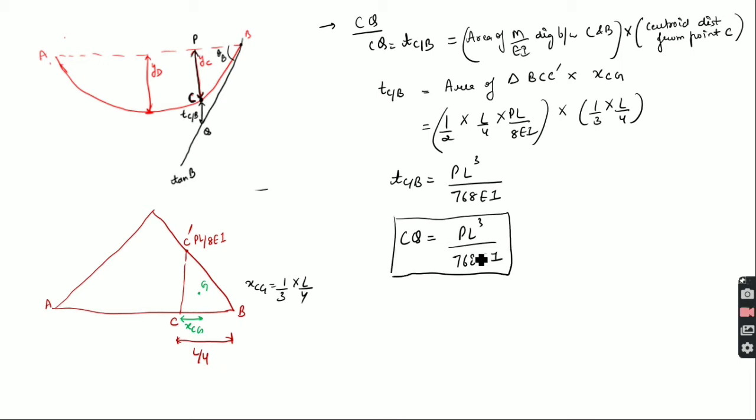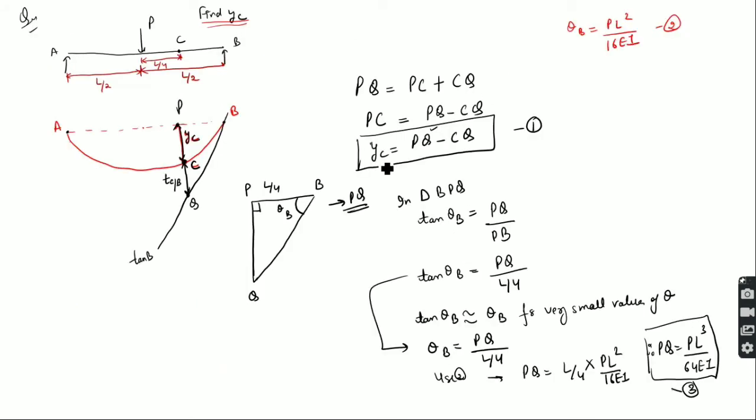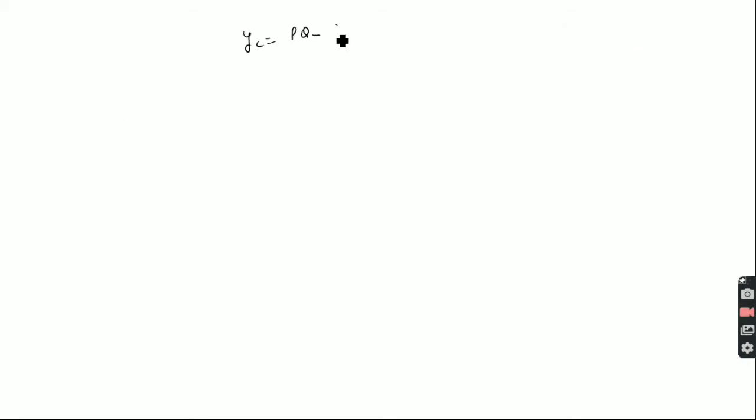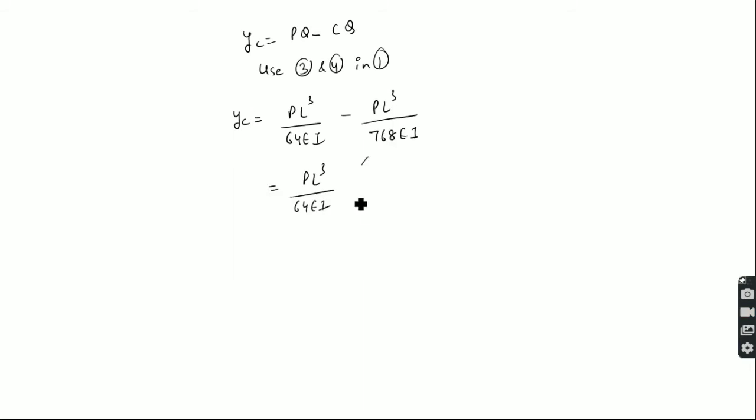Now let me call the previous one equation 3 and this one equation 4, right? So in equation 1 we had concluded that YC is PQ minus CQ. So using 3 and 4th equation in 1, we will get YC is PQ, which was PL cubed by 64 EI, minus this, which was PL cubed by 768 EI. So we can take this term as common. So 1 minus 1 by 12 will be remaining in the bracket. So we will get 11 PL cubed by 768 EI. So this is the answer, that is the deflection at C, right?